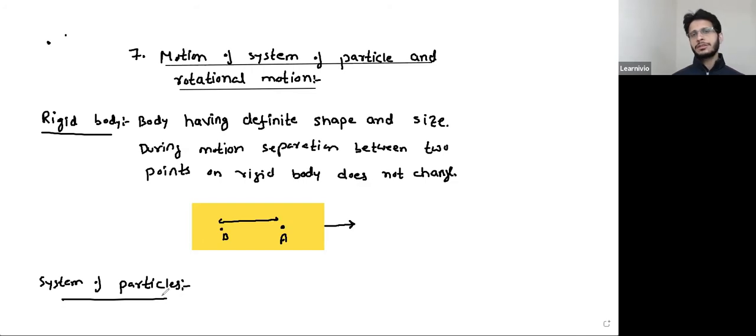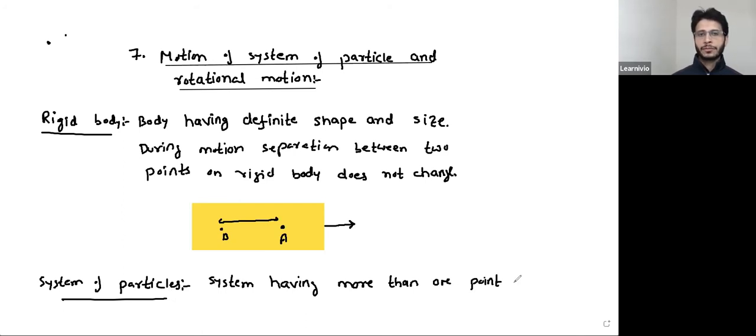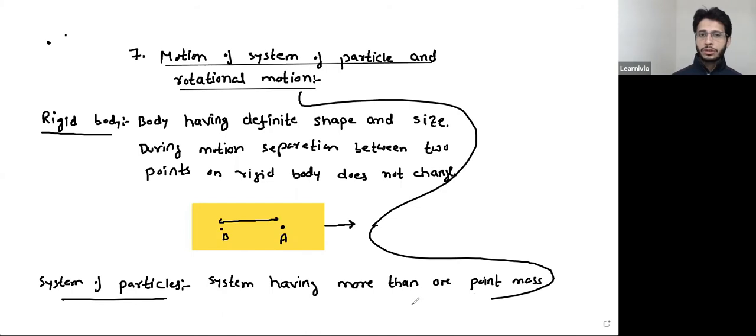System of particles means a system having more than one point mass. Now, this system which has more than one point mass can be further divided into two categories.